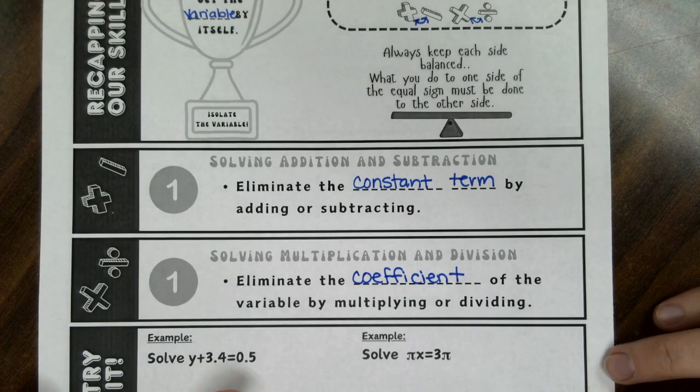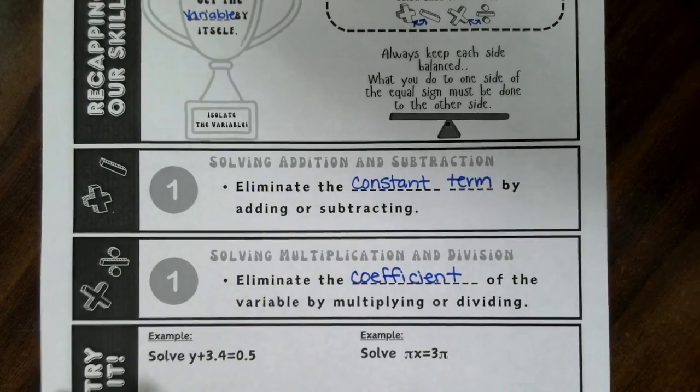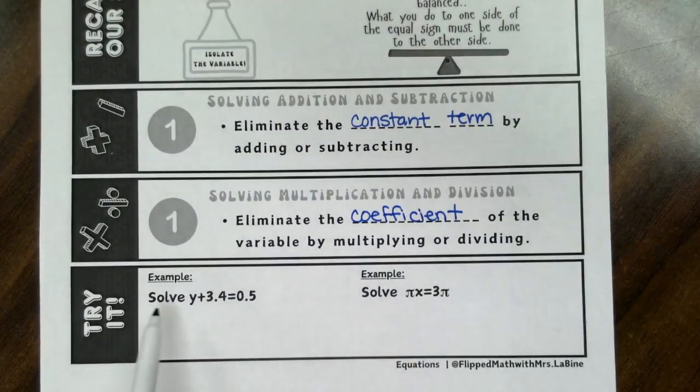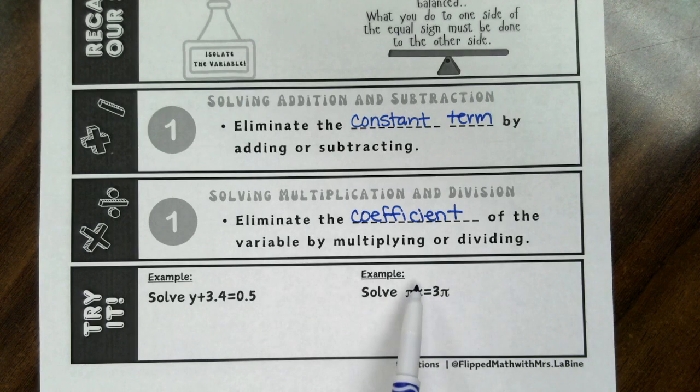Okay. All right, so you're going to do the try it section here at the bottom. This one is adding or subtracting. So remember, you're going to use inverse operations, eliminate your constant term. Here's multiplying and dividing. You need to get rid of the coefficient.